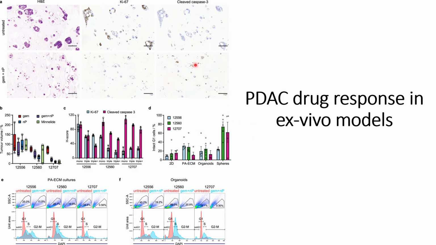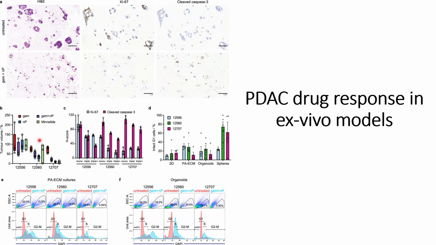In this figure, they have compared the drug response of the pancreatic cancer cells in different ex vivo models, mainly in their custom designed PA-ECM models and in the organoid models. They compared the drug response in three different kinds of patients which have different chemo resistance. And as we have discussed in our previous videos, chemo resistance is mainly dependent upon the abundance of proteins.